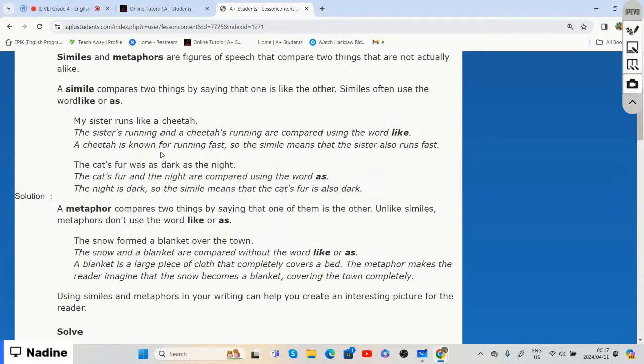My sister runs like a cheetah, which means that we are comparing her running fast to a cheetah that runs very fast. And then we have a metaphor, and it compares two things by saying that one of them is the other one. So unlike similes, metaphors don't use words like "like" and "as". So when it comes to metaphors, we don't use the word like and we don't use the word as.